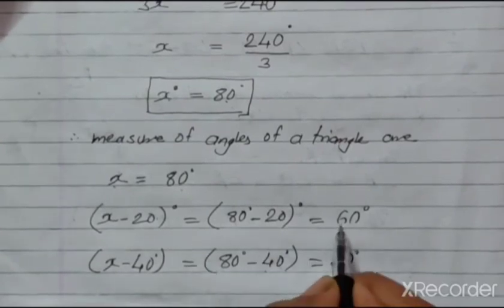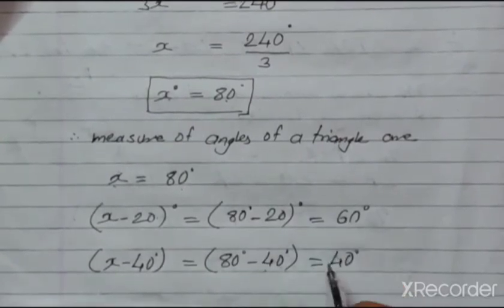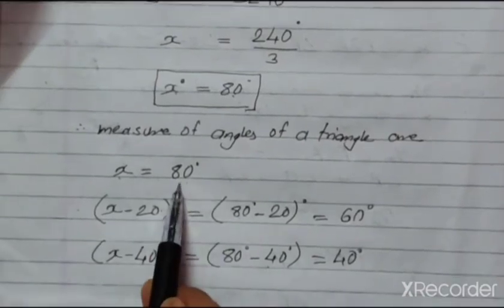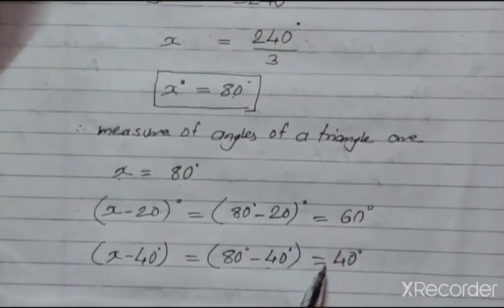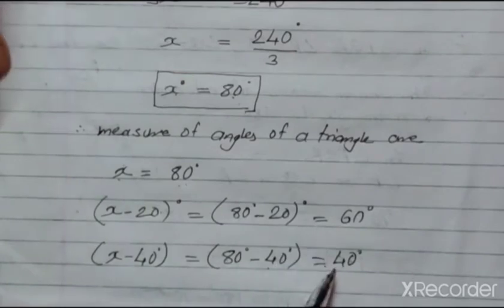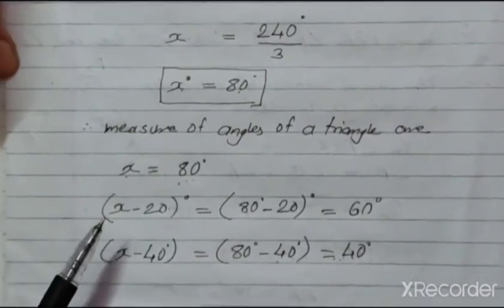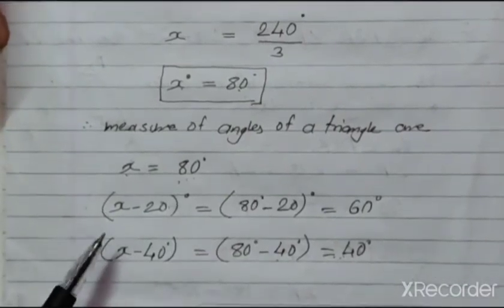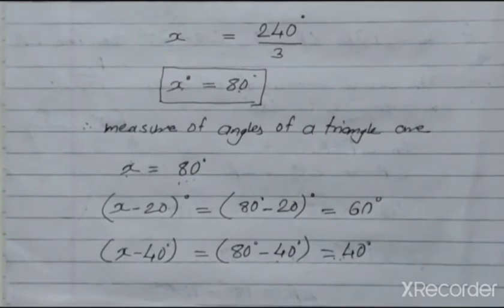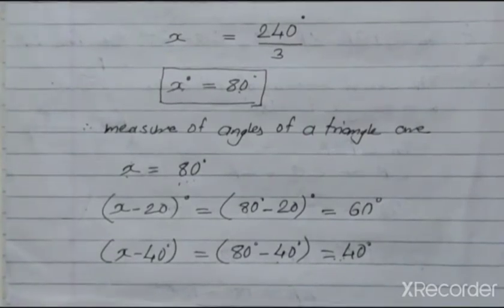To check whether our answer is right or wrong, add all these angles. We get 60 plus 40, 100, 100 plus 80, 180. So the addition is 180. That means due to cross verification, our answer is right.